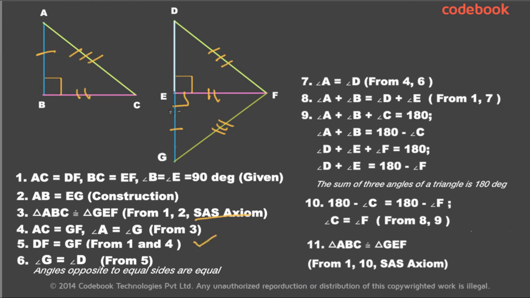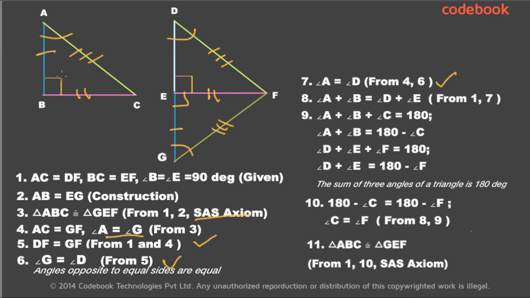Because the two triangles ABC and GEF are congruent, we know that angle A is equal to angle G. And now we know the triangle FGD is an isosceles triangle with DF and GF as equal sides. So from the property of an isosceles triangle, the angles opposite to the equal sides are also equal. So angle G should be equal to angle D. But we know that angle A is equal to angle G. So angle A is now equal to angle D from 4 and 6.